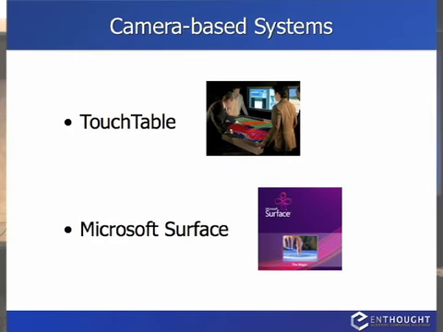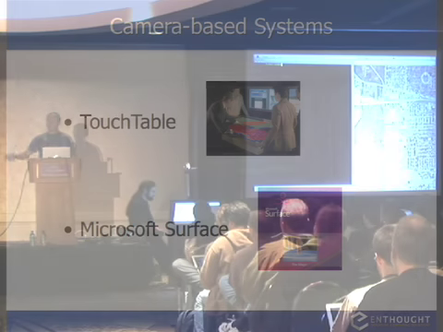TouchTable is one such company that's been doing this for a while. They make large-scale multi-touch tables. I think they're mostly targeted towards map visualization, GIS kind of applications. Another one that a lot of people have probably seen is the Microsoft Surface. The Surface, I believe, is in limited production right now, and it's meant for use as entertainment kiosks or at a bar so you can order a drink or something.